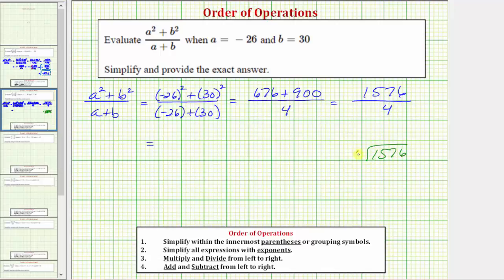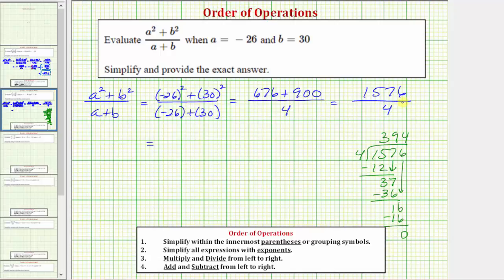So we'll take 1,576 and divide by 4. We first need to determine how many 4s in 15. There are 3 4s in 15. 3 times 4 is 12, and we subtract. 15 minus 12 is 3. Bring down the 7. There are 9 4s in 37. 9 times 4 equals 36. Subtract. Difference is 1. Bring down the 6. There are exactly 4 4s in 16. 4 times 4 is 16. Subtracting, we have a remainder of 0, which means it simplifies nicely to 394.